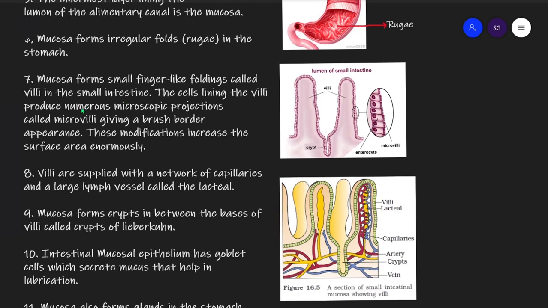The cells lining the villi produce numerous microscopic projections called microvilli. If you look at the structure of the villi, these are the cells of the villi, and at their outer border they have numerous small projections, and these projections are called microvilli. And what do these microvilli do? First, they give a brush-like appearance to the small intestine, and secondly, they increase the surface area of the intestine.